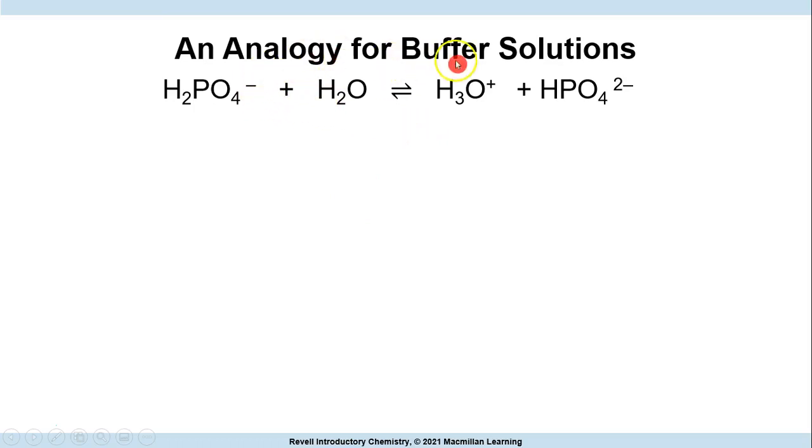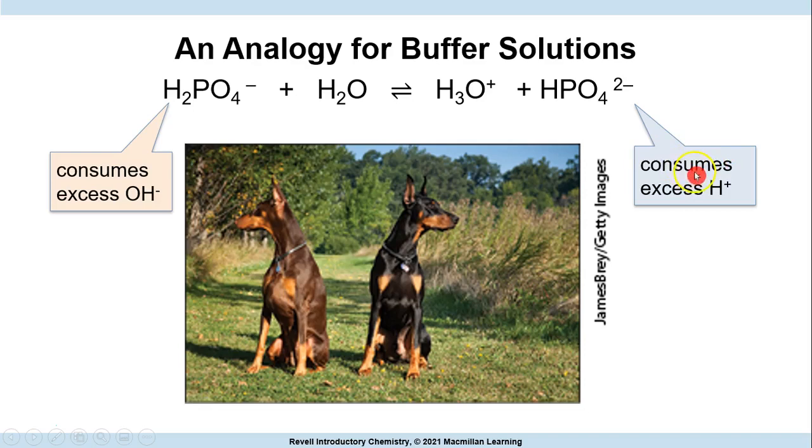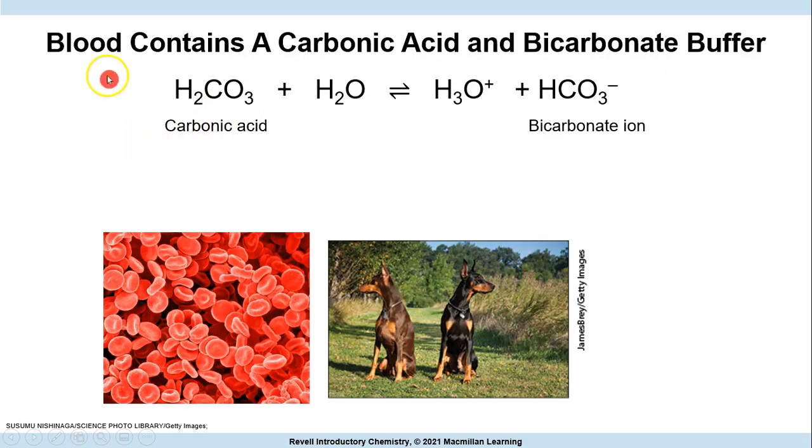Now, let's look at an analogy of this situation to real life. This is the one that is consuming the excess acid, and this is the one that is consuming the excess base. The acid-base conjugate pairs are just like guard dogs. You have one guarding one direction and one guarding the other direction. If there is anything coming from this direction, let's say excess base, it will be consumed by this one. And if there is anything coming from this direction, which is excess acid, it will be consumed by this other guard dog.